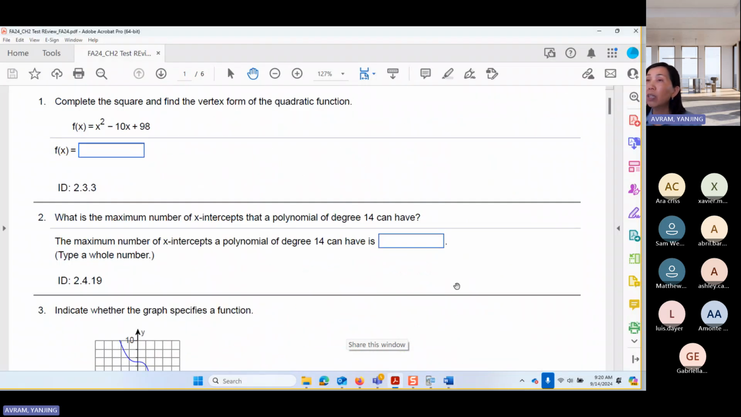So the maximum number of x-intercepts is just equal to the degree, which will be 14. Okay, so that will be just 14 in here.